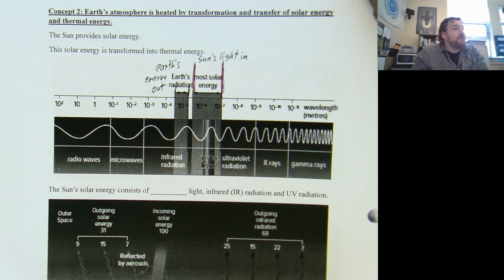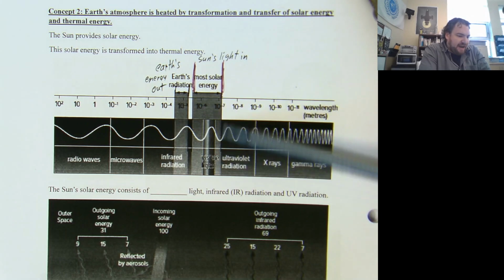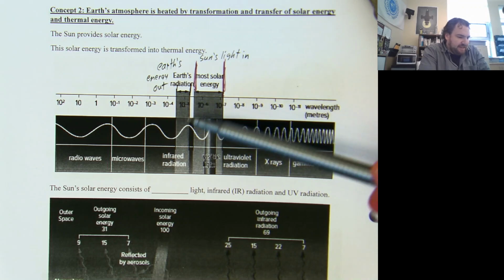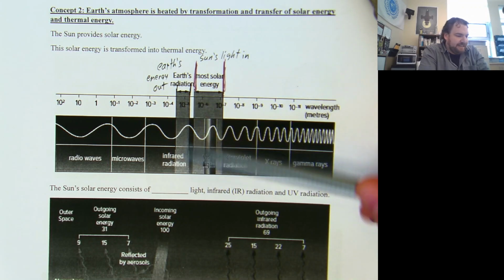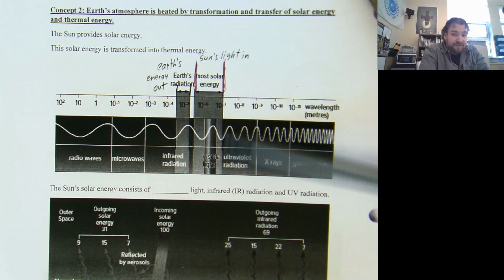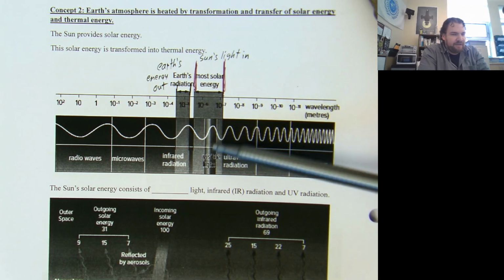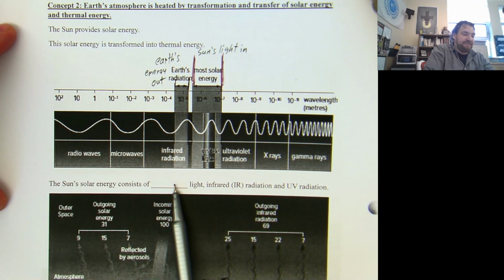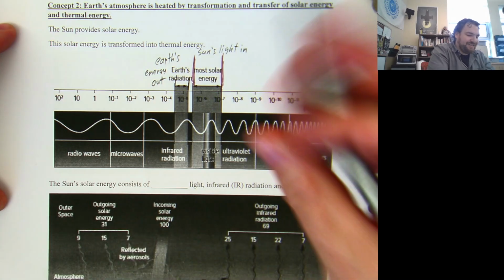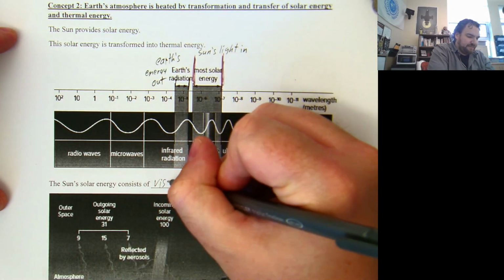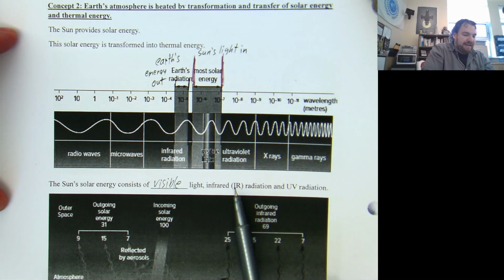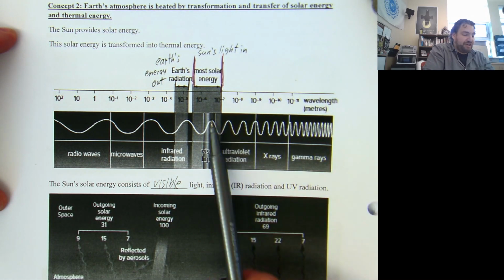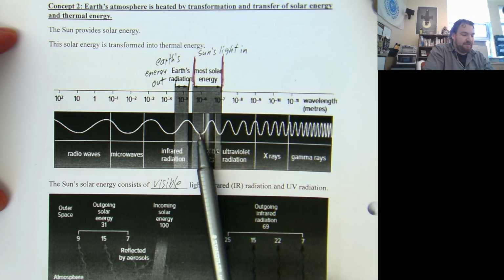And you can see that they're different. They're different parts of the light spectrum. These guys have higher energy. These guys are lower energy. They're different kinds of light. This is infrared. This is ultraviolet, visible, a little bit of infrared. So that's what this blank right here is. The sun's solar energy consists of visible light, infrared, and UV. So just on either side of visible light.